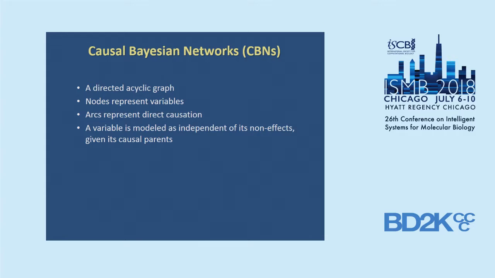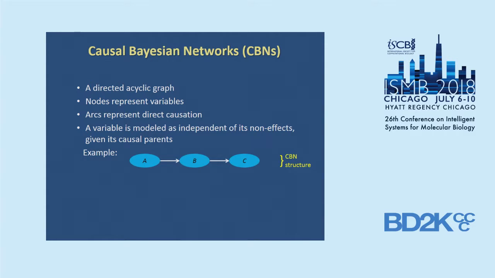So in terms of representation, we typically use causal Bayesian networks, but those are being extended. A CBN is a directed acyclic graph where the nodes represent variables in your domain, and the arcs represent direct causation relative to those variables. And a variable is modeled as independent of its non-effects given its causal parents. And let me unpack that with an example.